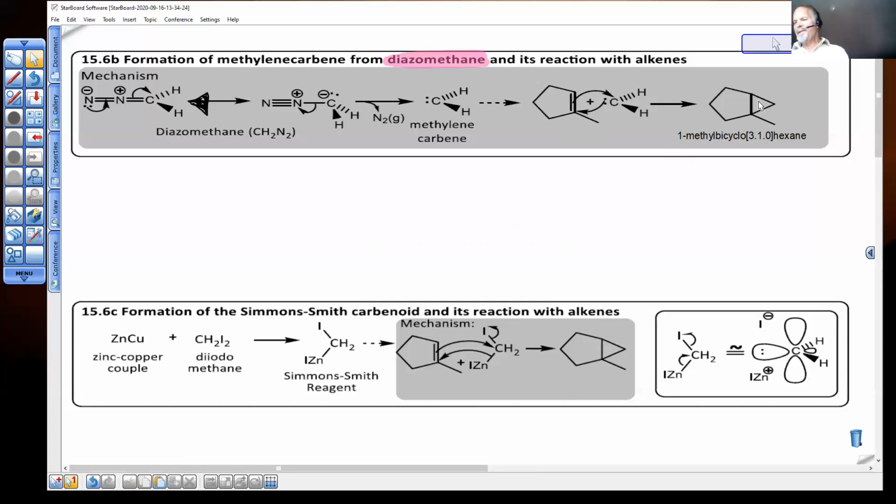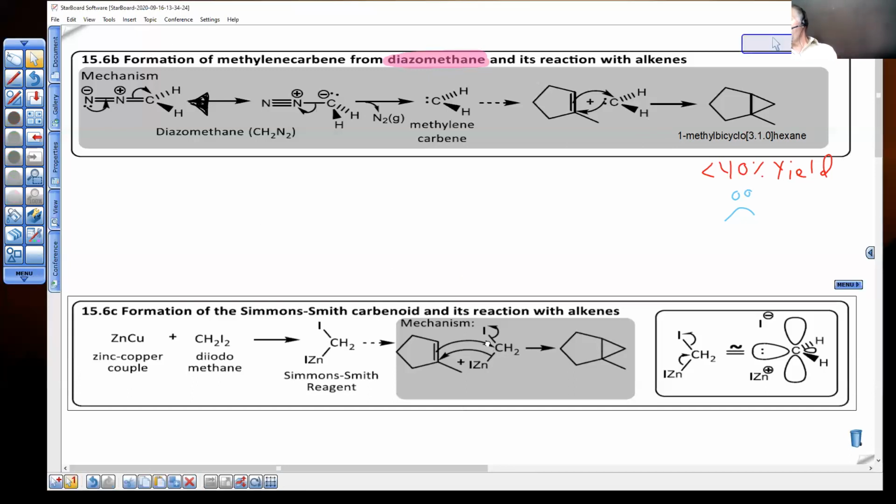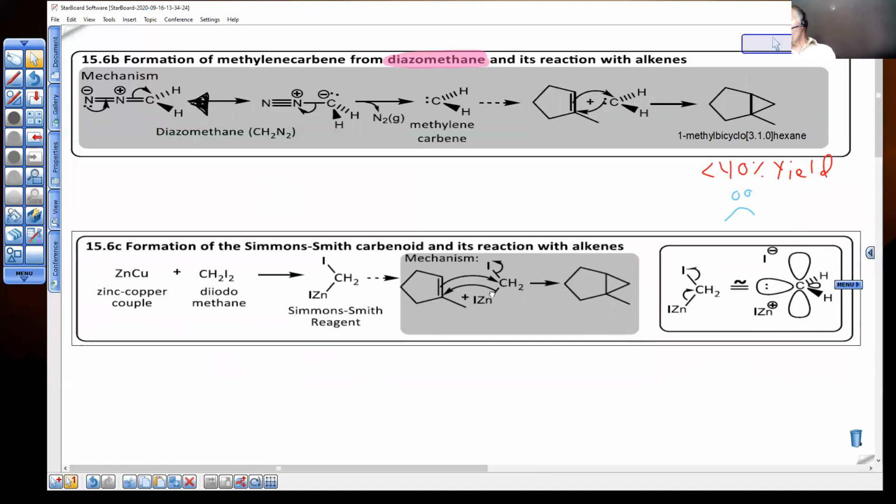Okay, so making cyclopropanes. Yield always less than 40%. And put a little bit of a sad blue face here. Okay. If you want a higher yield for the same product, you do a little more work in this one.